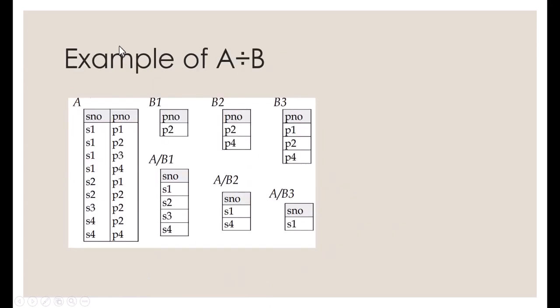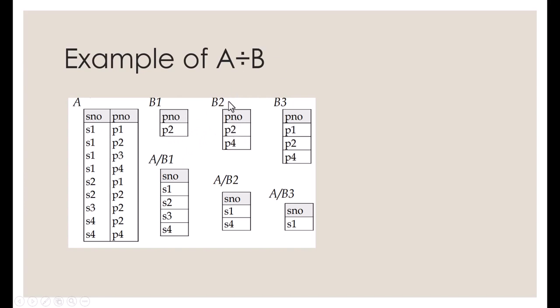Here is another example. We have A, B1, B2, and B3, so these are different combinations of division. On the first one, A divided by B1, we want to find SNO that has P2. So we have S1, so we're going to put that down. Another P2 with S2, so we put that down as well. Another P2 with S3. Another P2 with S4, so we put S4. Whenever B1 only has this one single value, it's pretty simple.